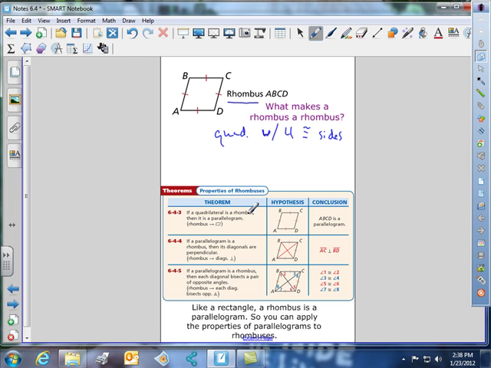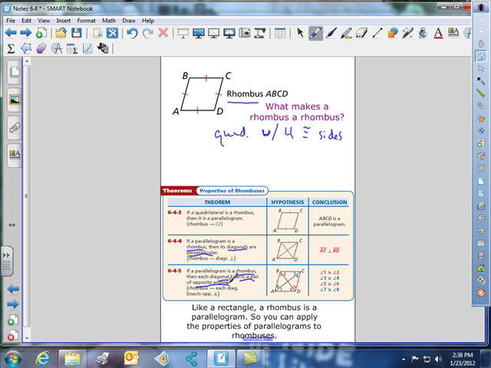If a quadrilateral is a rhombus, then it is a parallelogram. Also, if it is a rhombus, then the diagonals are actually perpendicular. So with this drawing right here, this is a rhombus because all 4 sides are congruent. We can say that BD is perpendicular to AC, which is what this says right here. Also, if you have a rhombus, another characteristic is the fact that each diagonal bisects the opposite angles.